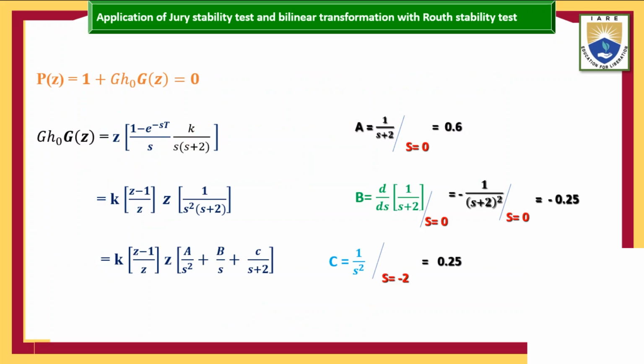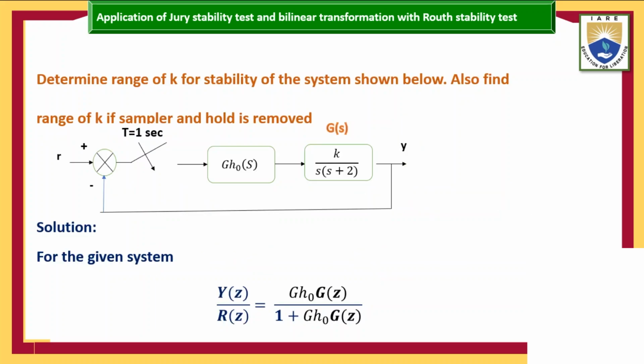Now, the denominator part of this is represented as the characteristic equation. For analyzing any closed loop control system, in your problem a unity feedback control system, first of all we have to take the characteristic equation. What do you mean by characteristic equation?